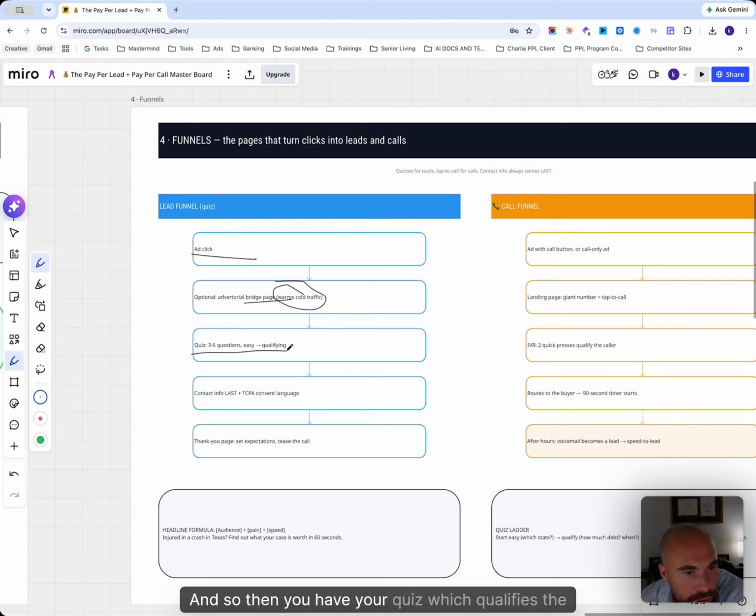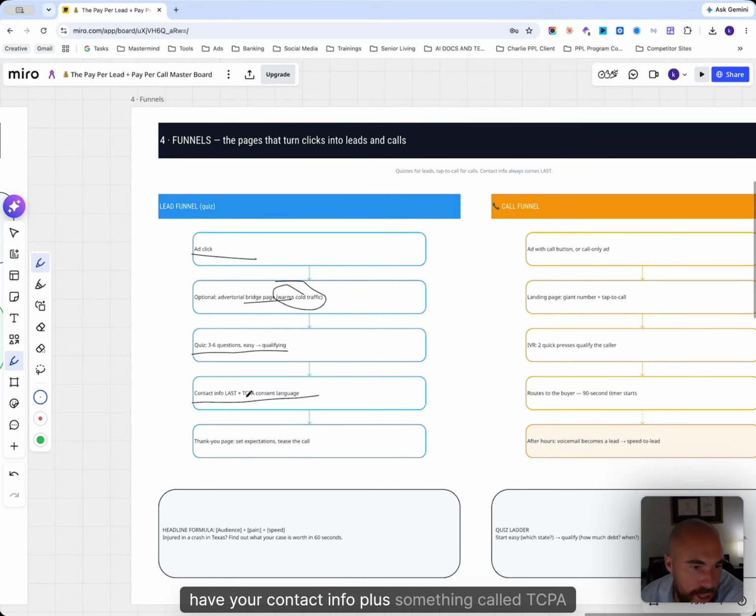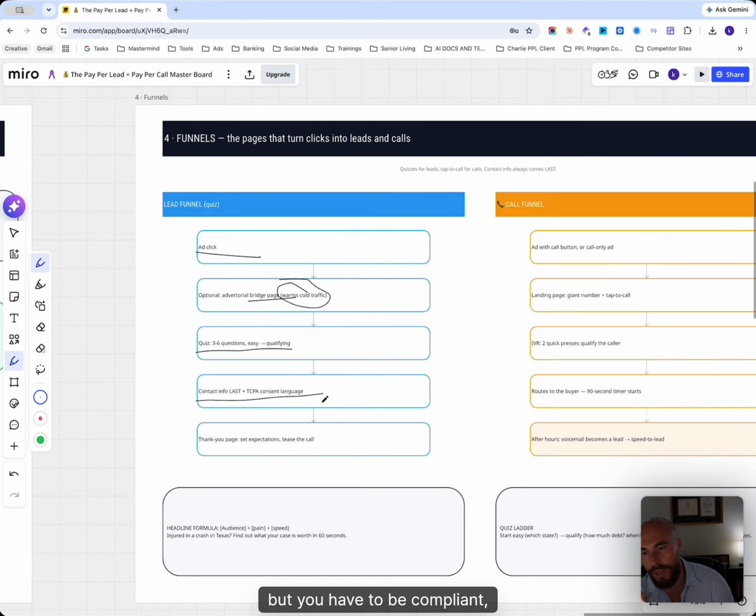Then you have your quiz, which qualifies the lead. If it's an unqualified lead, you don't send it to your buyer. And then you have your contact info plus something called TCPA consent. This is something nobody talks about, but you have to be compliant, okay?